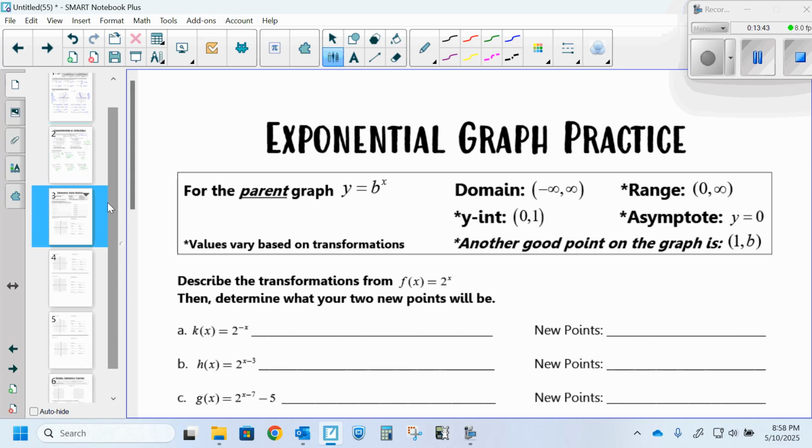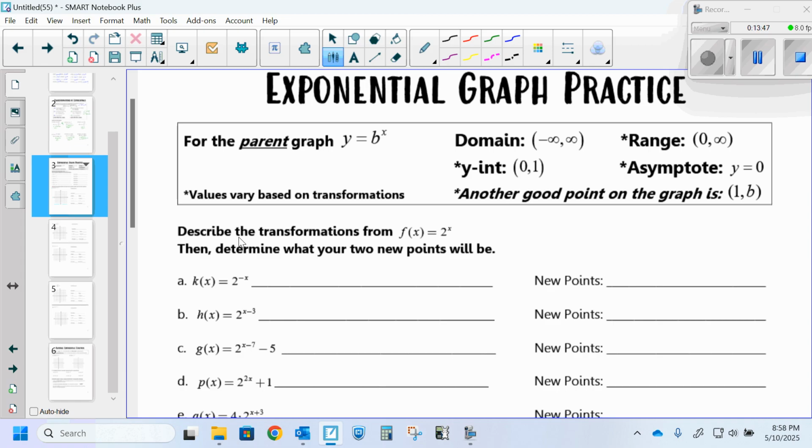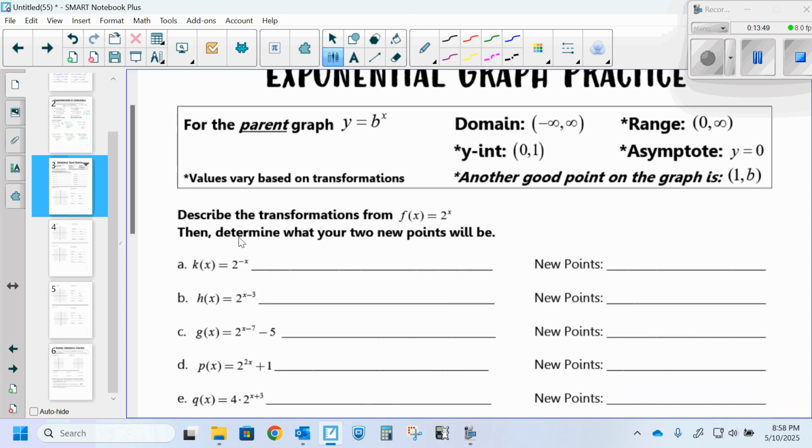Okay, so we're going to get some practice in now, and just a few reminders as we go through here. When we graph them, we're only going to need 2 points. Okay, we don't need to plot a whole bunch of points. We only need 2 points and the asymptote. Remember, for the parent graph, it doesn't matter if it's growth or decay. The domain is always going to be all real numbers. Your range is going to be 0 to infinity. Your y-intercept is 0, 1. This is for the parent graph, and the asymptote is y equals 0.